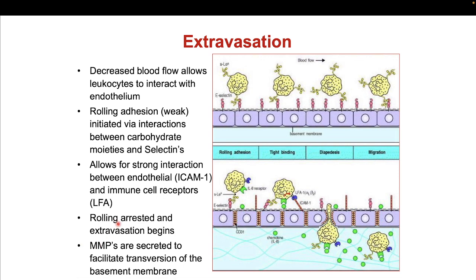I think it's metalloproteinases. They will cleave this membrane and create a gap between these two cells for your neutrophils to pass in. This entire process is known as extravasation. After passing through this layer, your neutrophils can reach the site of injury, and then they can take care of the bacterial or viral infection present there. So this is the extravasation process.